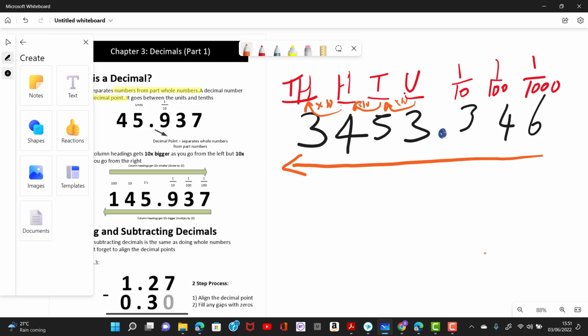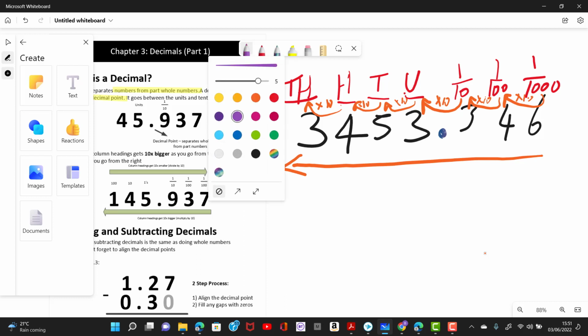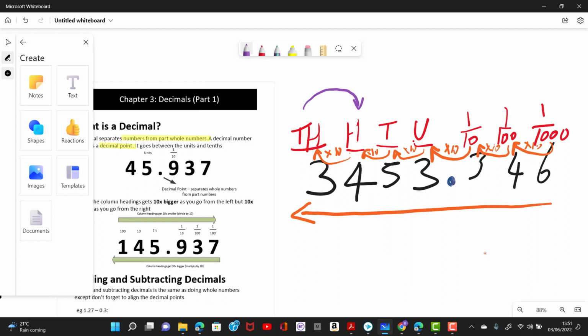Okay? And similarly, how many tenths are there in a unit? There are 10. How many hundredths in a tenth? There are 10. How many thousandths in a hundredth? There are 10. And in a similar way, working backwards, here they're getting smaller, so they're 10 times smaller. And this decimal point is what separates the whole numbers from the part whole numbers.